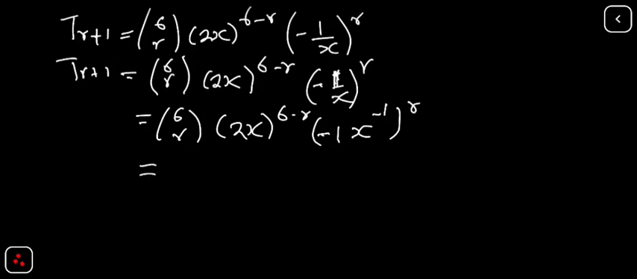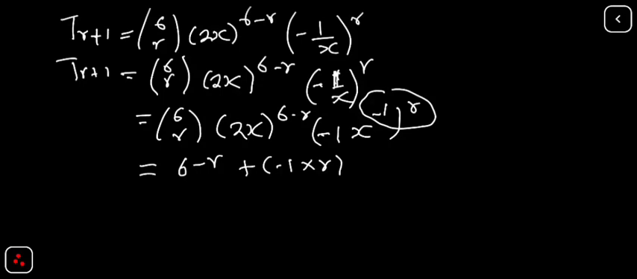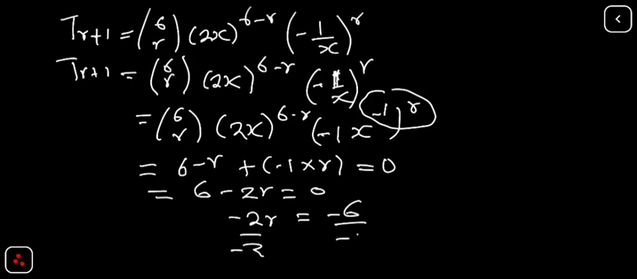Now the next thing you're supposed to do is get the powers of the values of x. I'm going to get 6 minus r plus negative 1 multiplied by r, then you equate it to 0. After that you solve for r. So solving for r, you're going to have 6 minus 2r equal to 0, so negative 2r is equal to negative 6, divided by negative 2. So r will be equal to 3. This is the value of r.